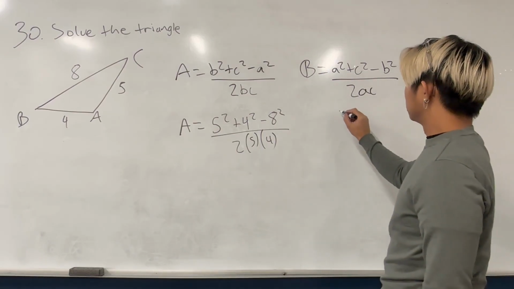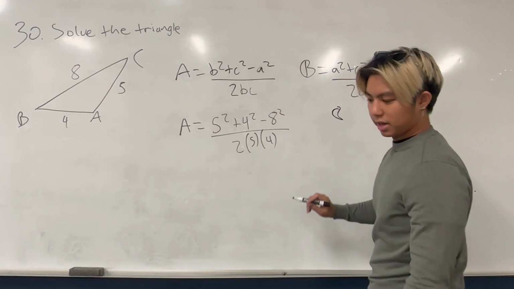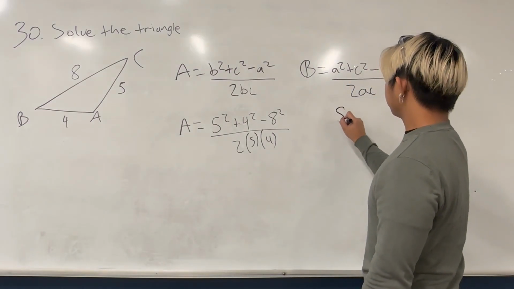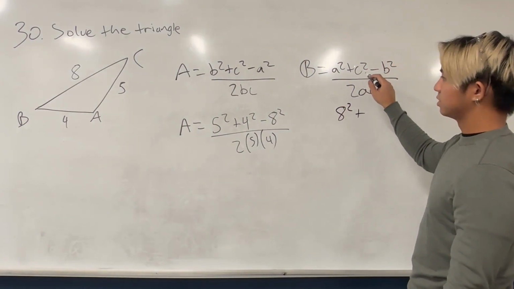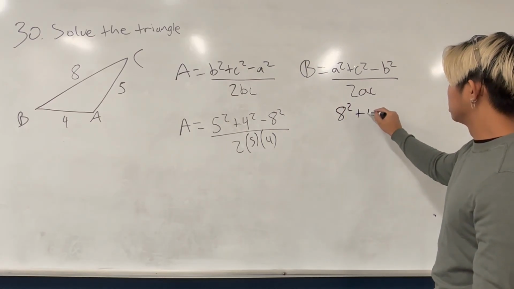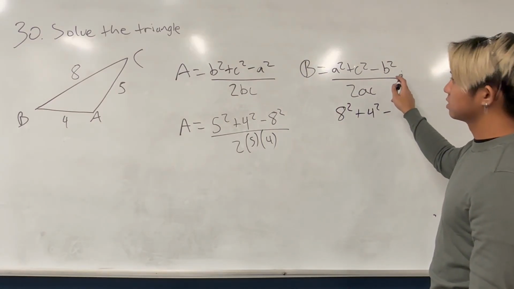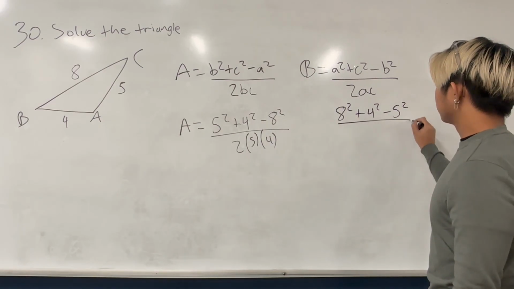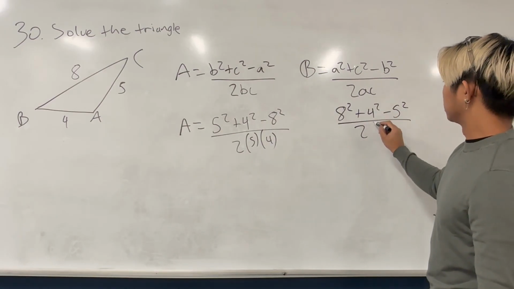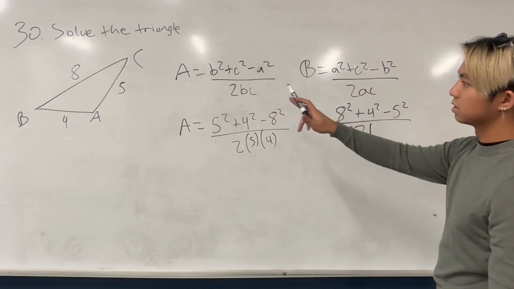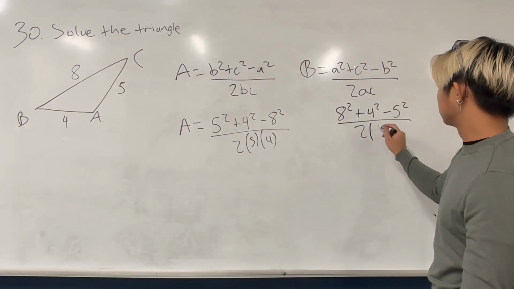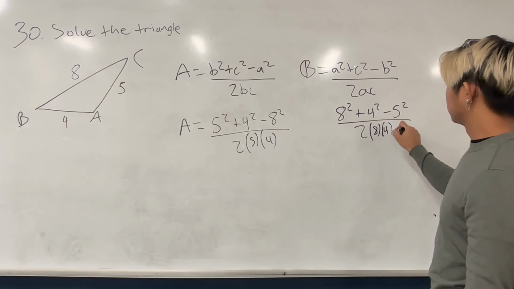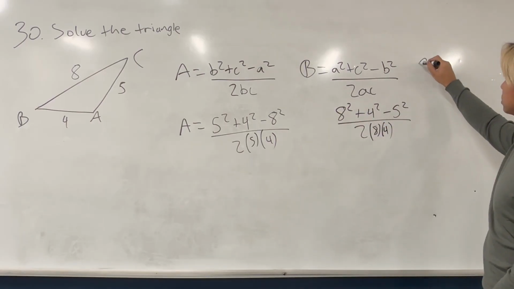So a is, oh my god, that is horrible. Give me 1 second. It would be 8 squared plus c squared, which is 4 squared, minus b, which is 5 squared, all over 2, and then it's what, AC? So a is 8, and c is equal to 4. Again, I'll leave it there, and then let's do c.